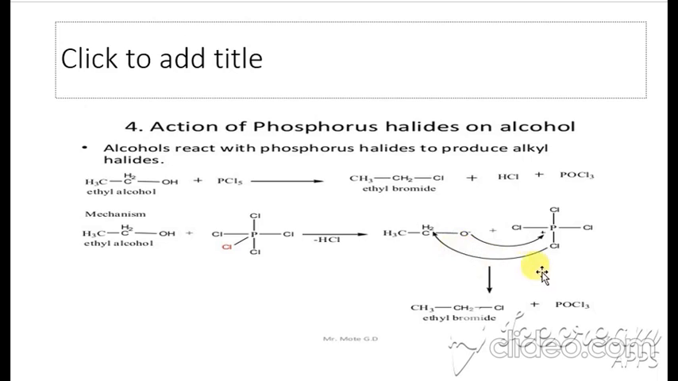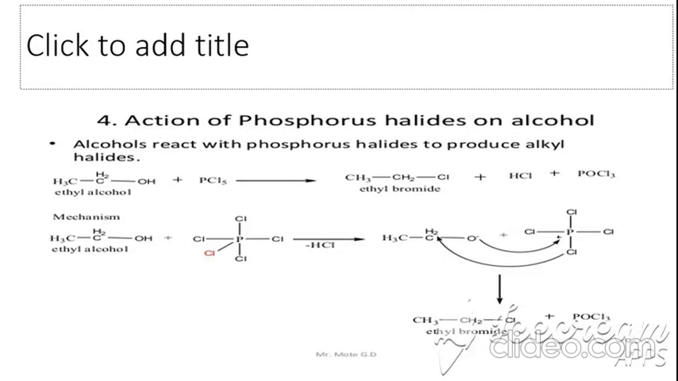3P and O. POCl3 is formed. This is the action of phosphorus halides on the alcohol. As a result of this, one chlorine is attached to form the alkyl halide, and the remaining byproducts are formed. POCl3 and ethyl bromide is formed.